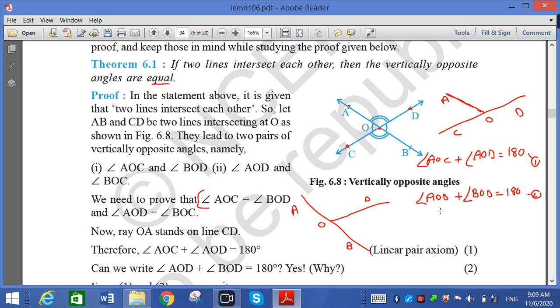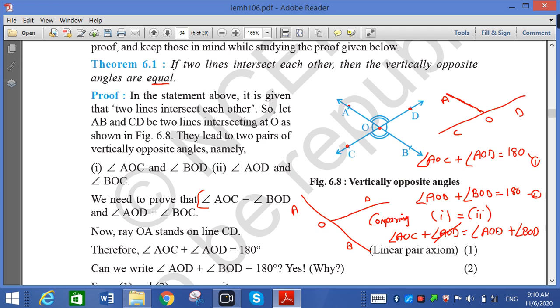So now comparing equation 1 and equation 2. If we compare equation 1 and 2, we get angle AOC plus angle AOD is equal to angle AOD plus angle BOD.